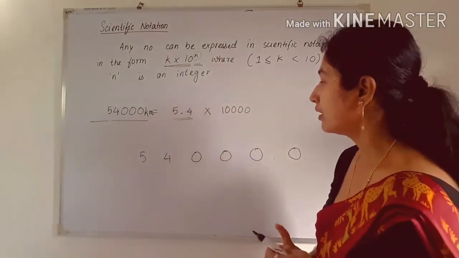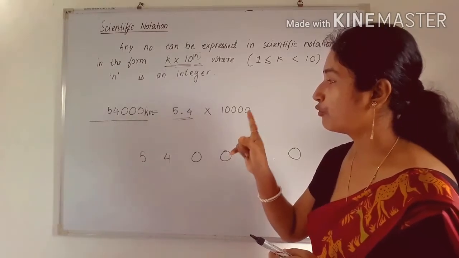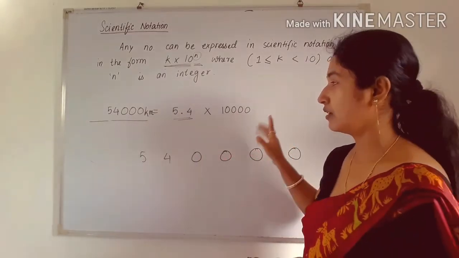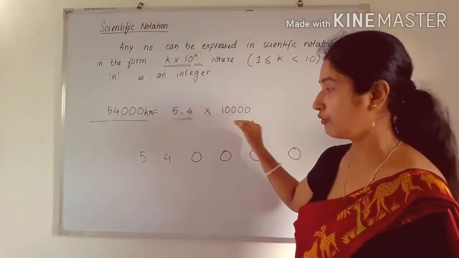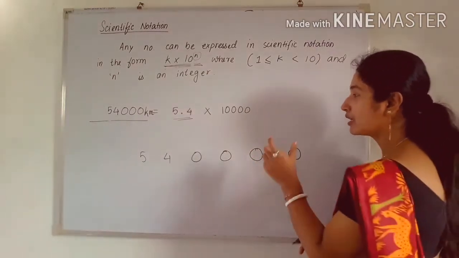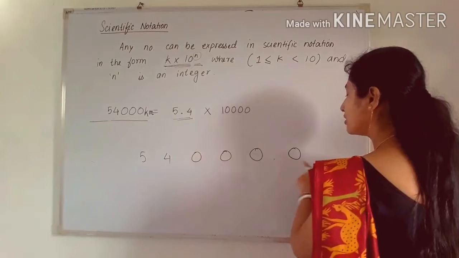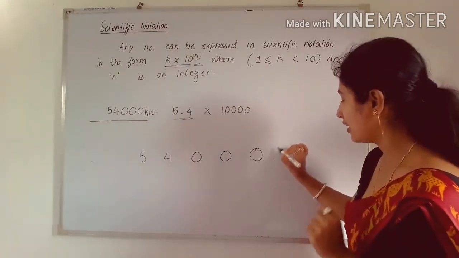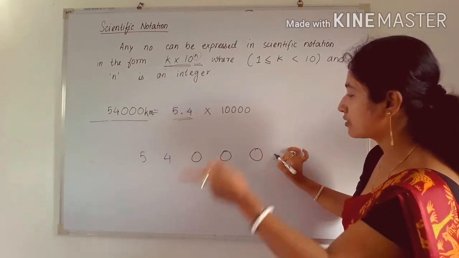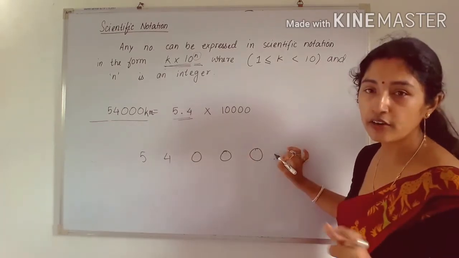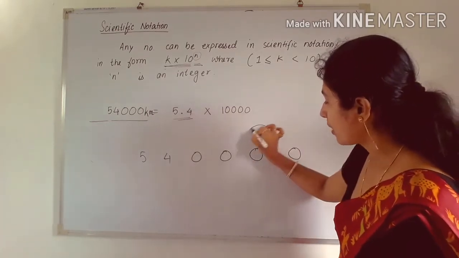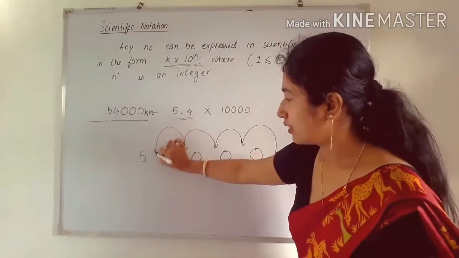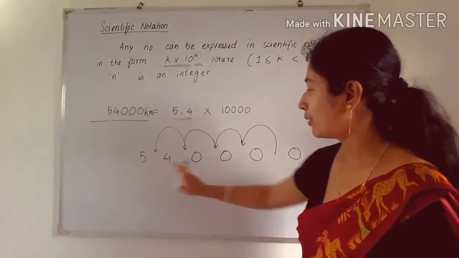Now see, I am taking one example, 54,000 kilometers. I have to express this number in scientific notation. So 54,000 kilometers can be written as 54,000.0. Now I will shift the decimal point towards the left side. Why I am shifting to the left side, I am explaining it to you. So I am going one place, then 2, then 3, then 4. So finally my decimal will be here.